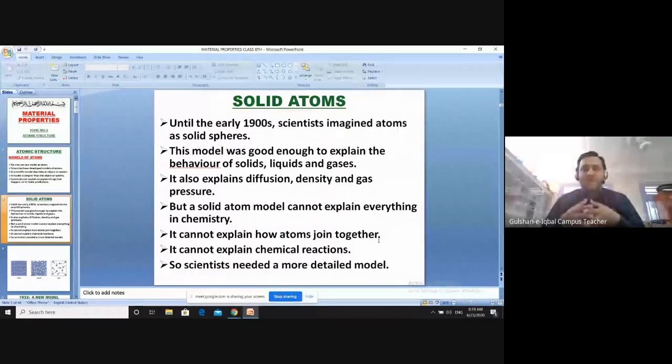But this model was not able to explain everything which the chemists needed. Because it cannot explain how the atoms join together, it cannot explain how chemical reactions take place. So what do scientists have to do? They have to make new models, okay, to predict how the atom behaves.